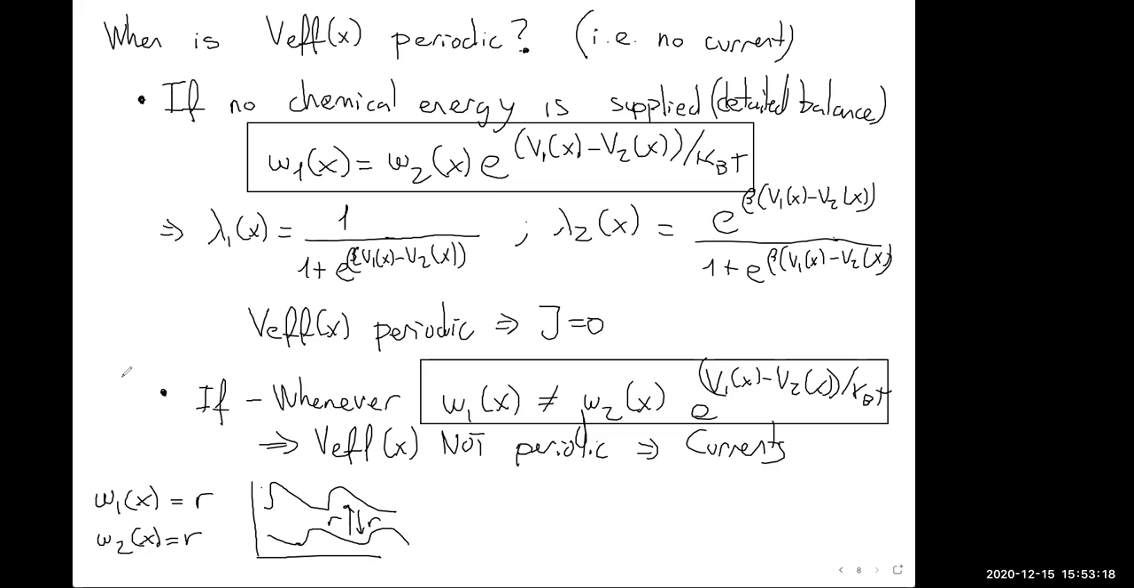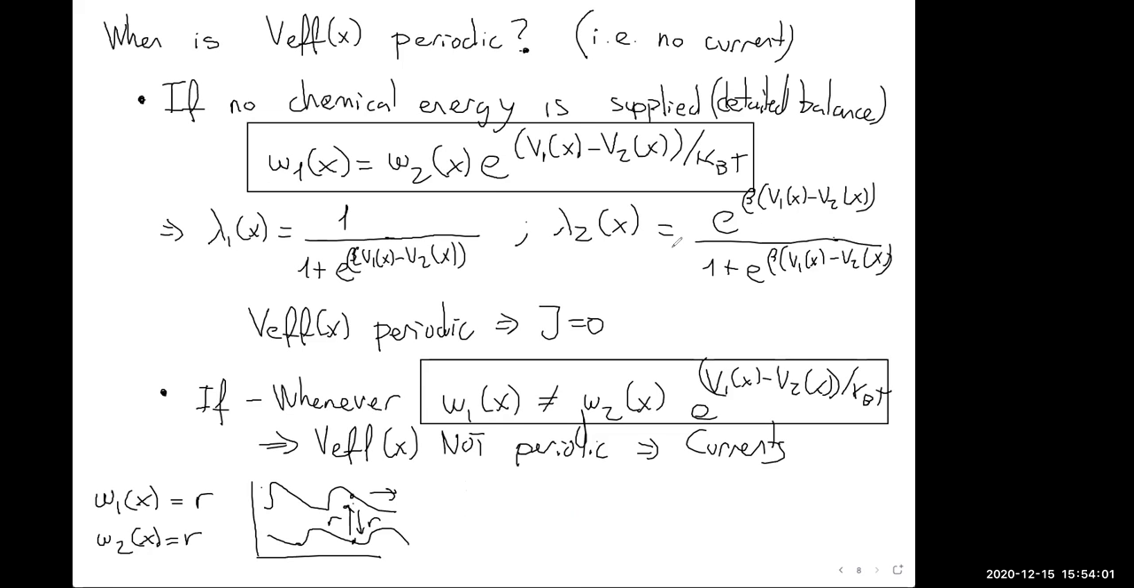Is there no current? No current, but you see, omega-1x is R, omega-2x is R, but if you jump from here, the potentials are different. So this condition is not satisfied. Okay? So detailed balance is broken like this. So there is a current. So you have a symmetric switch, but this generates a current in the system. That's the main point.